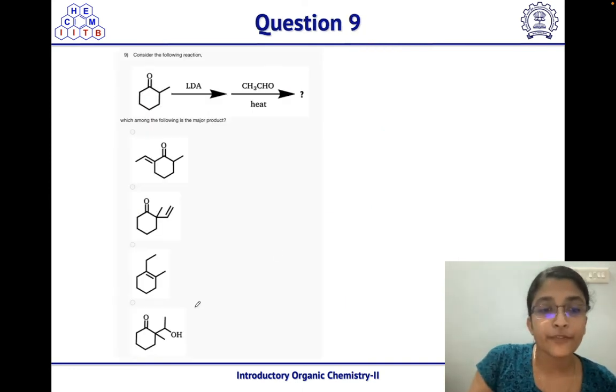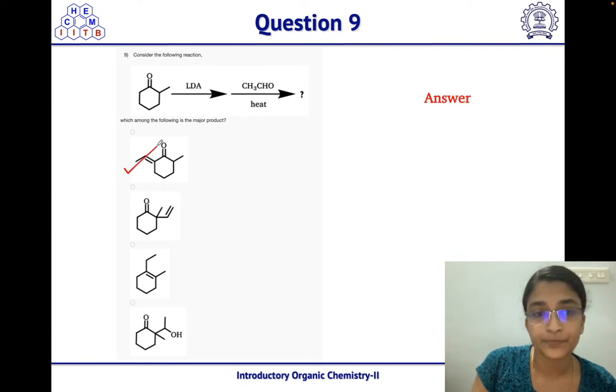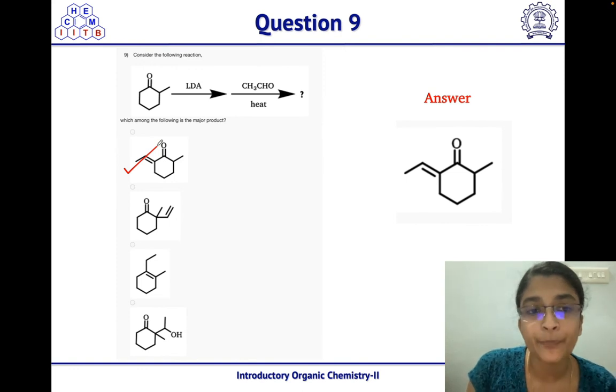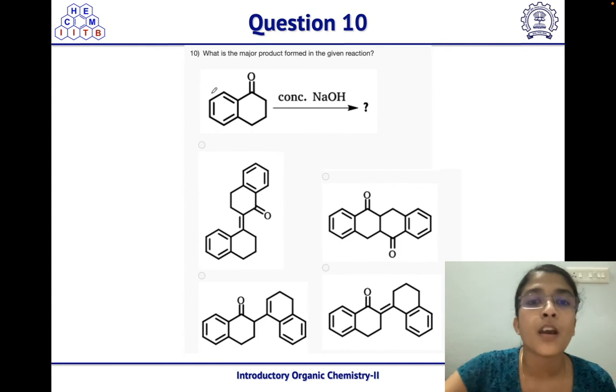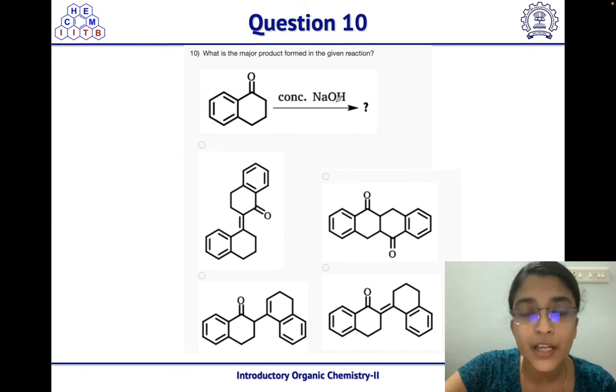So, out of these four options, the right option will be option A. I hope the mechanism is clear for everyone. Now, we will move on to question number 10. What is the major product formed in the given reaction? They have given a ketone condensed with this benzene ring and treated with concentrated NaOH. In this system, there is alpha hydrogen present on this side only.